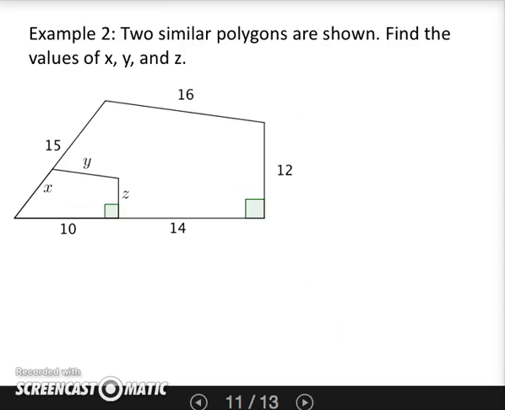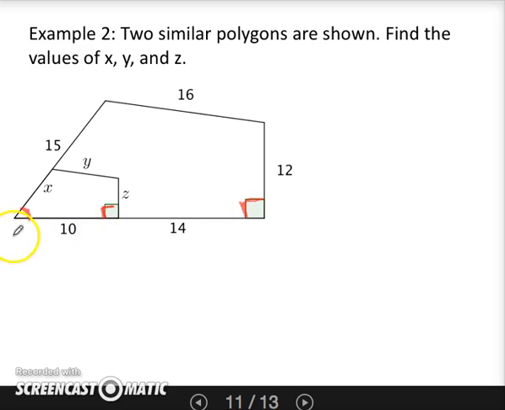Let's do another example. Two similar polygons are shown. We're asked to find the values of x, y, and z. Well, clearly this angle in the smaller polygon is congruent to this angle in the larger polygon because the two angles are superimposed for us. Also, we're given this right angle and this right angle, which can lead us to assume that the polygons are corresponding, the vertices are corresponding in the order that they're shown here.